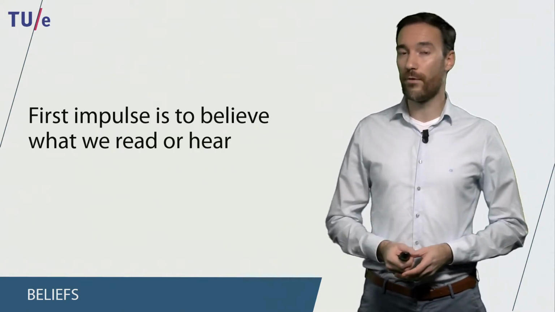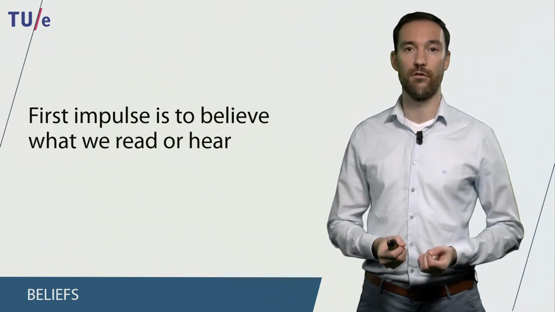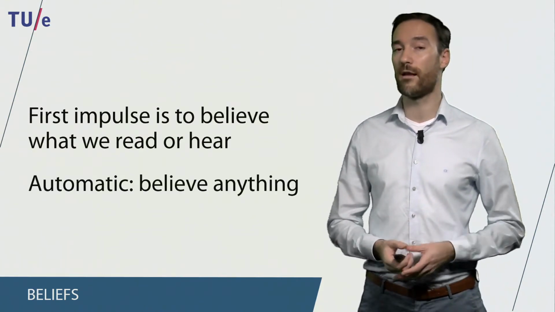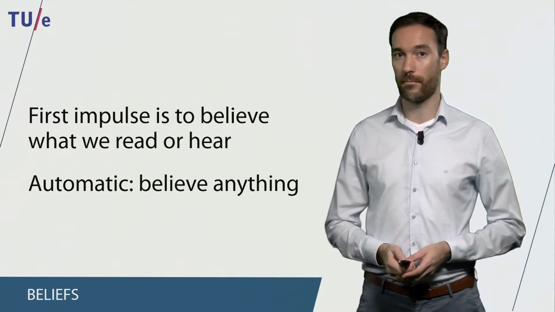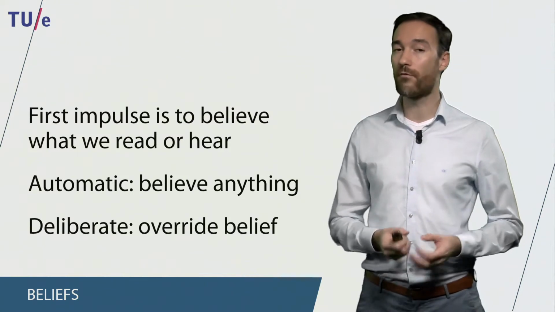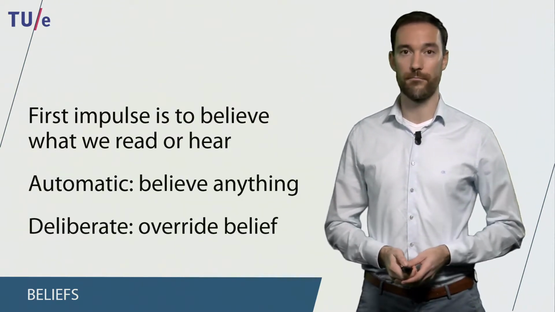The first impulse we have when we read or hear something is to believe this. So this means that we have an automatic response to believe anything that we see or hear. We can deliberately override this belief by realizing that it is based on false information.